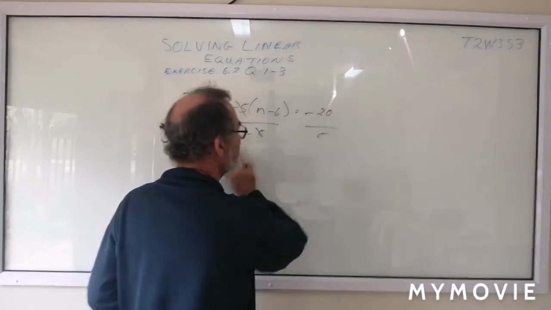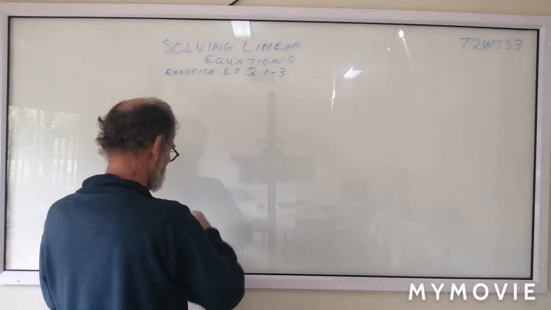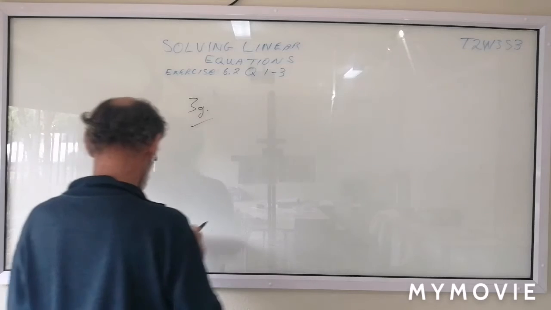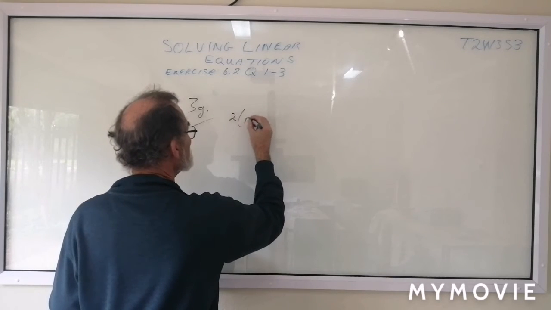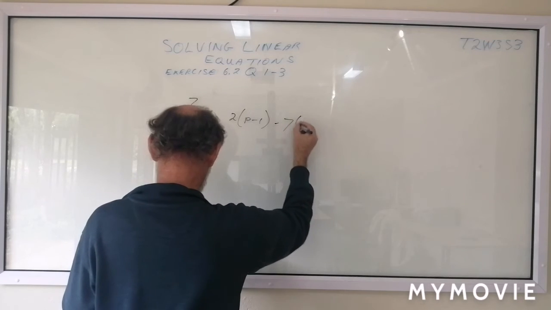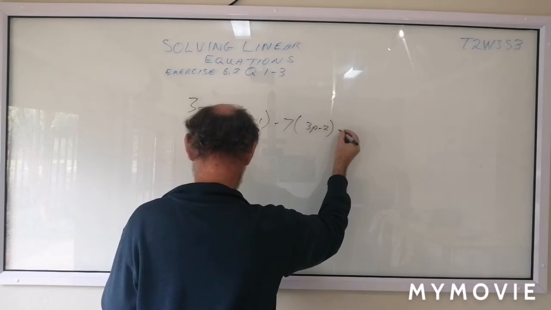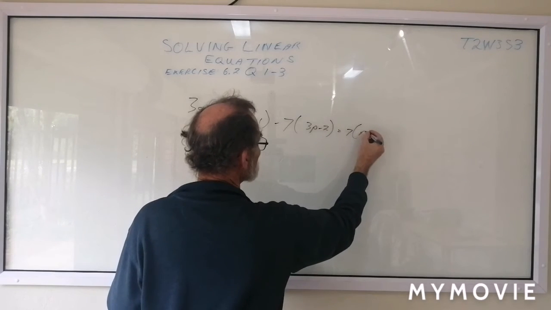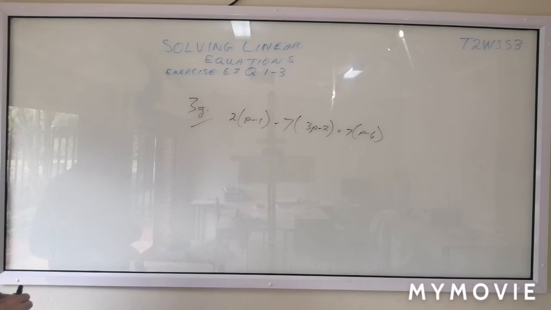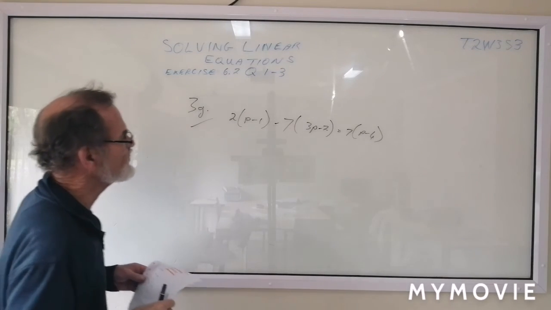Right, our last one now is 3g. 3g is 2 brackets p minus 1, minus 7 brackets 3p minus 2, equal to 7 brackets p minus 4. So in this case, it is definitely best to multiply out your brackets first.